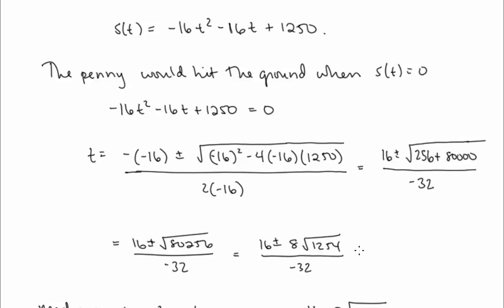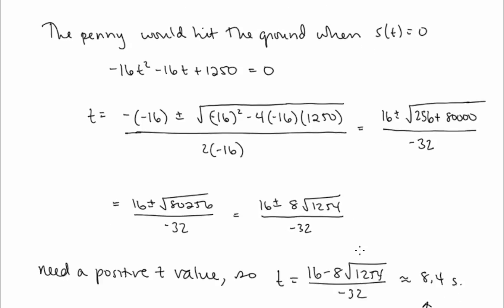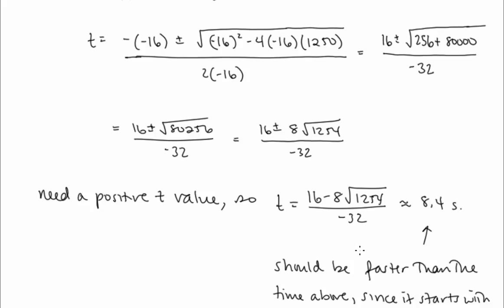So using the quadratic formula, we get 16 plus or minus 8 radical 1254 over negative 32. And we know that we need to have a positive t value, so that means our numerator is going to have to be negative, and that means we're going to have to subtract here. And so this is approximately 8.4 seconds. And just keep in mind, this time should be faster than the time we had above when the penny was just dropped, because now the penny was thrown downward, and it is in fact faster.